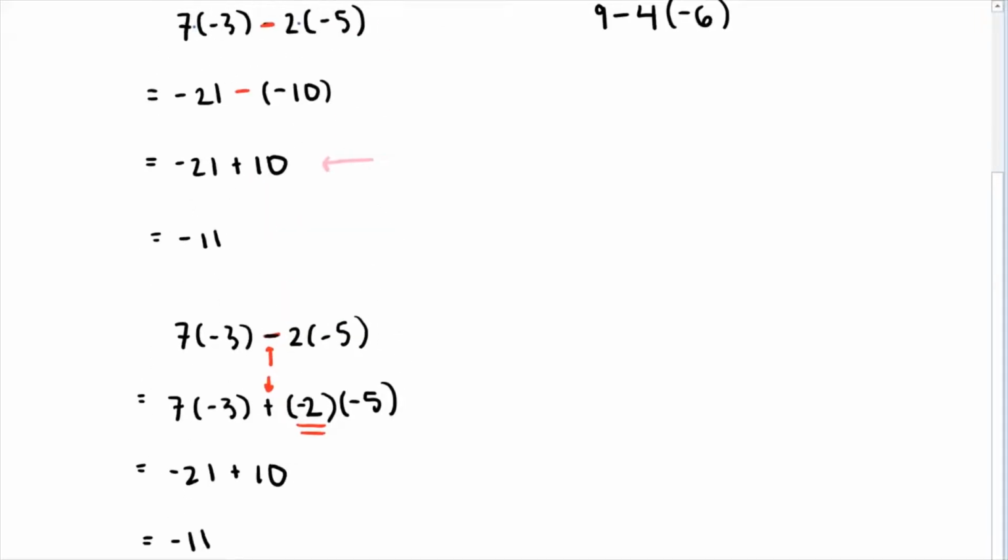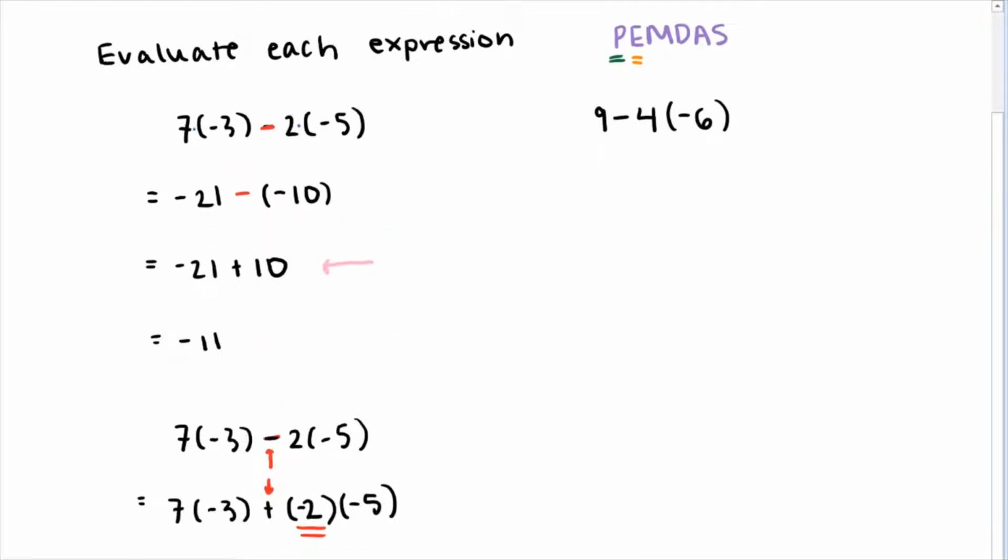So let's move on to this next example here. So 9 minus 4 times negative 6. And so if you haven't already tried to work out this example, let me again ask you to pause and do so.